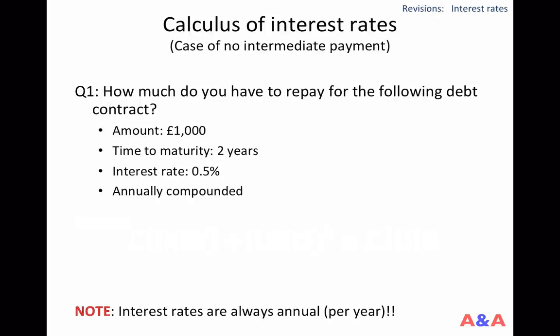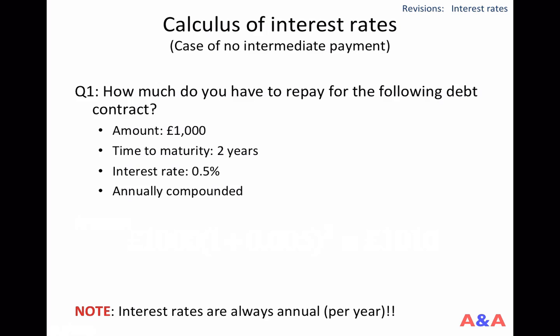Let's start our study of bonds and interest rates with basic calculus of interest rates. So here is a question. How much do you have to repay for the following debt contract? Today you borrow £1,000 and time to maturity is 2 years. So in 2 years you have to repay. And the interest rate is 0.5% per year.